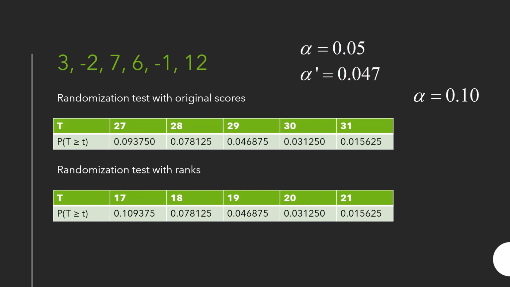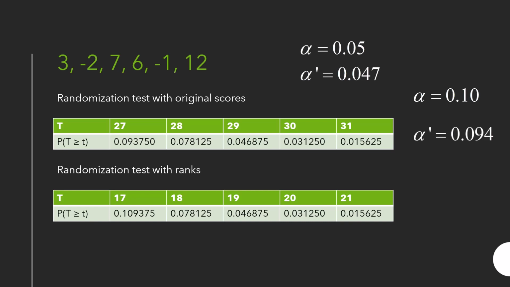The table with original scores tells us we could use a critical value of 27. We'd actually need to know what the probability is of 26 or greater to see if that's still under 0.10, but I can assure you it is not. So we're going to take 27 or greater for our rejection region. Therefore, our alpha prime is 0.094.